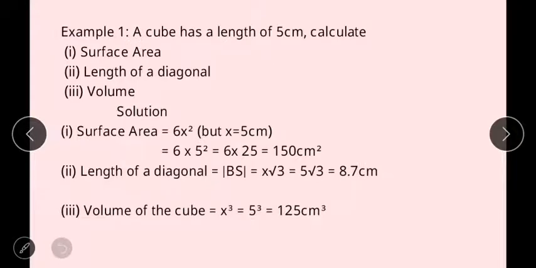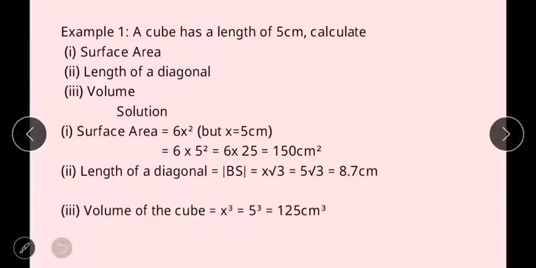Let us have an example for better understanding. Example 1 says, a cube has a length of 5 centimeters. Calculate 1. Surface area, 2. Length of a diagonal, 3. Volume.